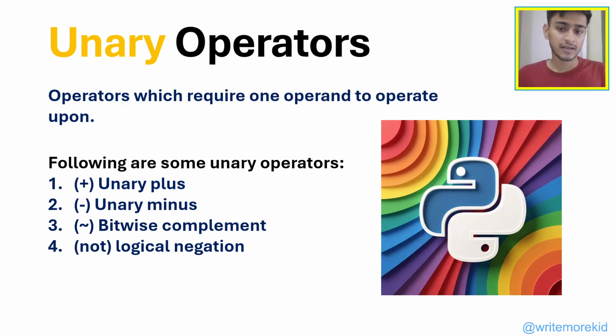So, starting with the very first, which is the unary operator. What does unary suggest? Unary, by default, the word suggests that something is one unit itself, that's it. So the definition says: operators which require one operand to operate upon. So we came across two terms. One is operand and another is operator.